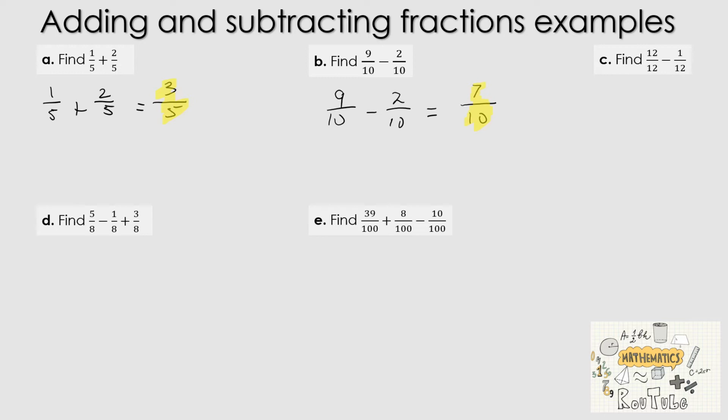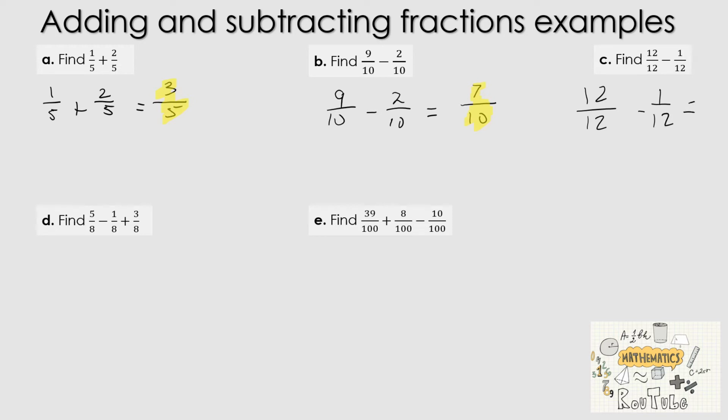Question C says find 12/12 minus 1/12. Some of you might already know that 12/12, or any number over the same number, is just equal to 1. So 12/12 is another way of writing 1. Let's write the question. We've got 12/12 minus 1/12.